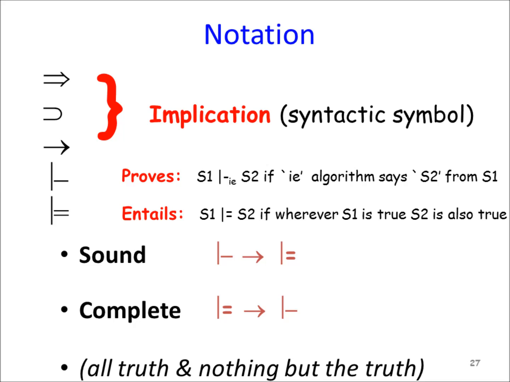Yes. So does the difference between the proves and the entails bit mean that if you have one algorithm that says S1 implies S2, some other algorithm might disagree? Here's an algorithm. It says anything is true, everything is true. Is it a sound algorithm? Is it a complete algorithm?